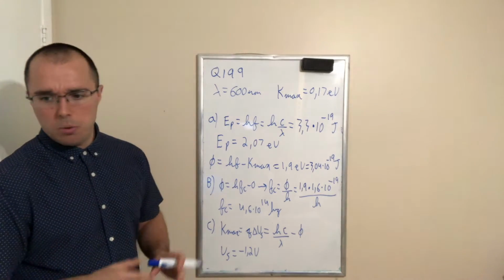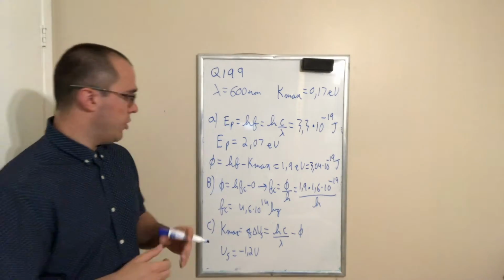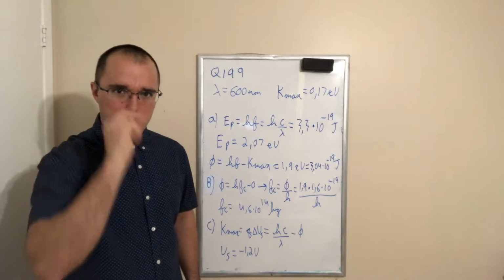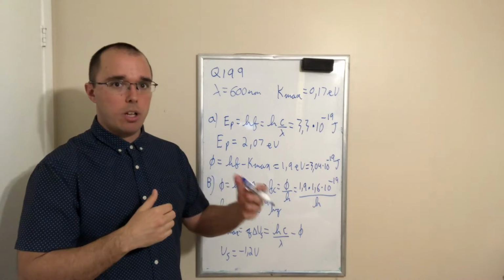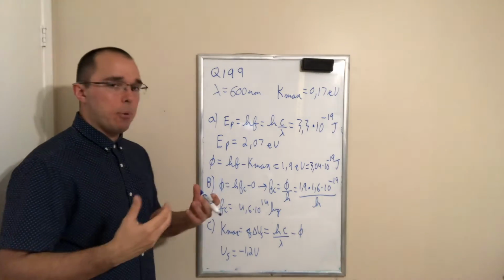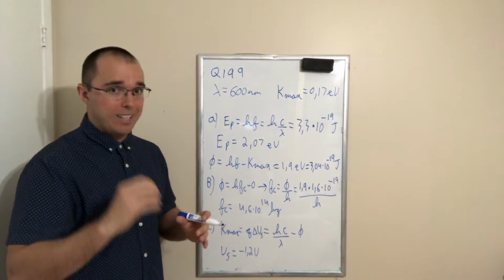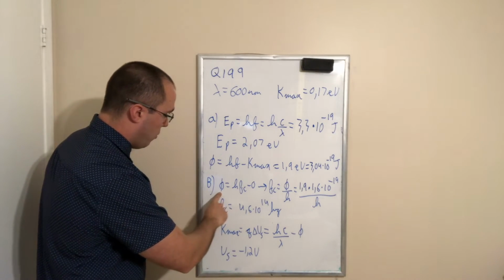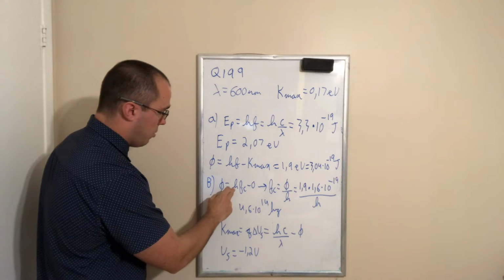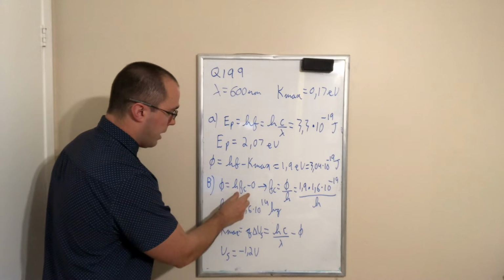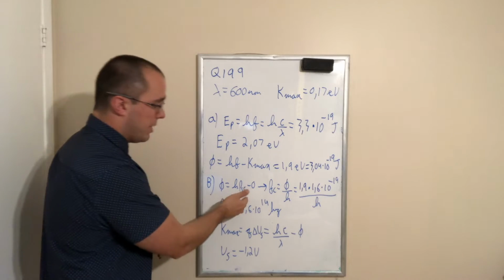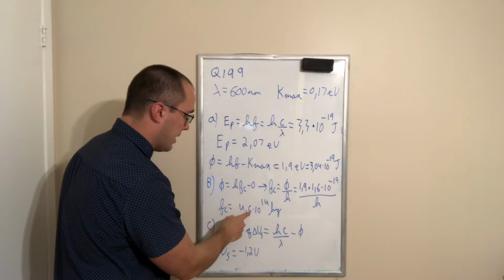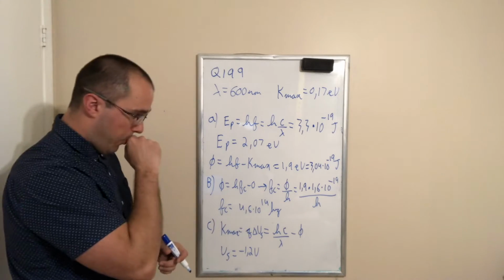Let's do part B. Part B, find the cutoff frequency of the surface. Now, the cutoff frequency is the minimum frequency needed to extract the electron from the metal. So it happens when the kinetic energy of the electron is exactly 0. So we have the work function is equal to the Planck constant multiplied by the cutoff frequency. So we simply have to isolate the cutoff frequency, and we get a cutoff frequency of 4.6 multiplied by 10 to the power 14 hertz.